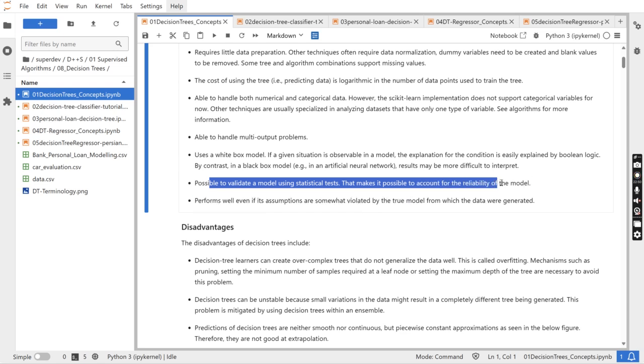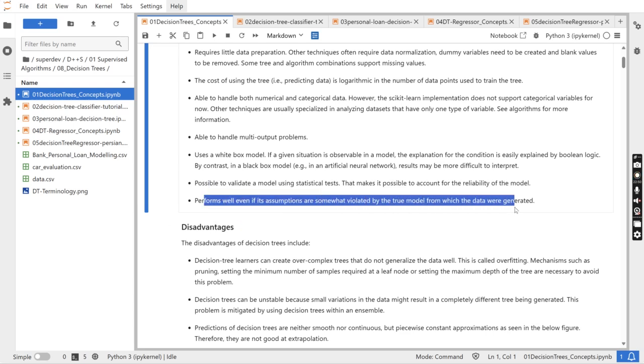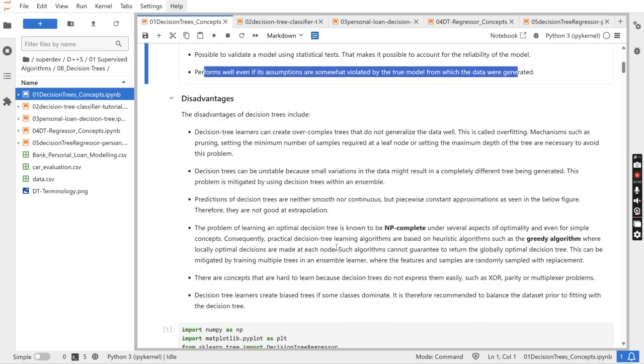Next, you can validate it with statistical tests. That is another good reason. That means the model is reliable and performs well, even if some of the assumptions of the data are violated, it will still continue to work. So these are the advantages.